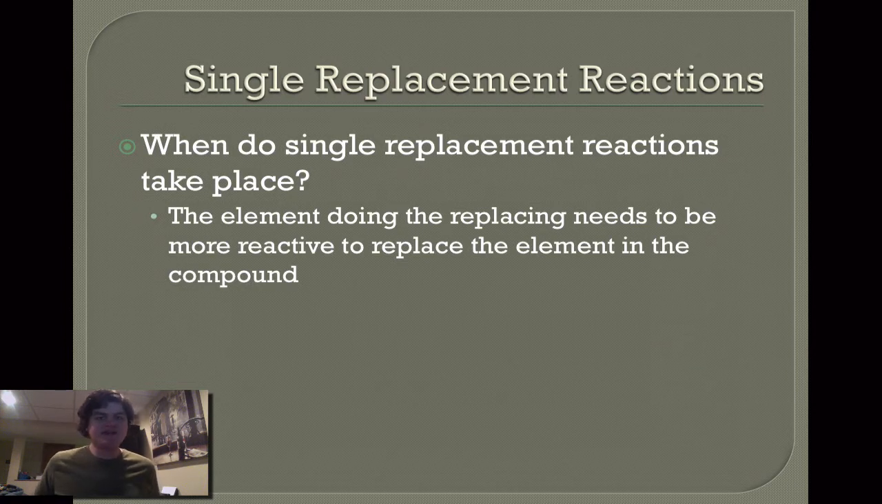The element that starts out on its own, so the element doing the replacing, needs to be more reactive than the element that is already in the compound. If we go back to the analogy of the dancers, the person who's cutting in, for them to be accepted by one of the people already dancing, they need to be extremely charming. Otherwise, if they weren't charming enough, the dancers wouldn't let them into the group and let them cut in.